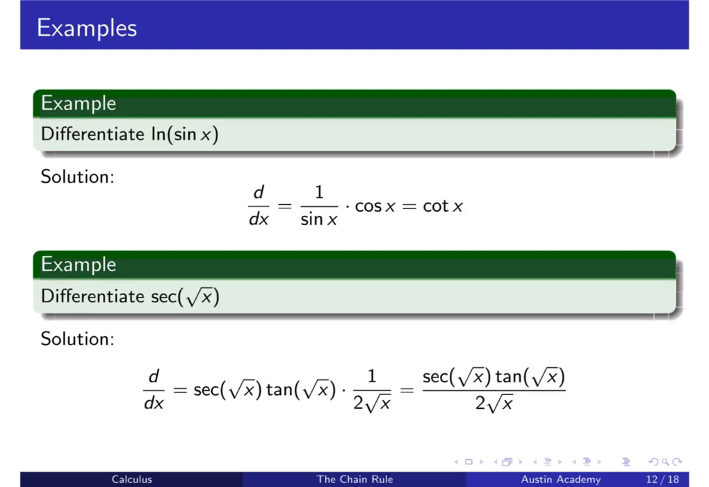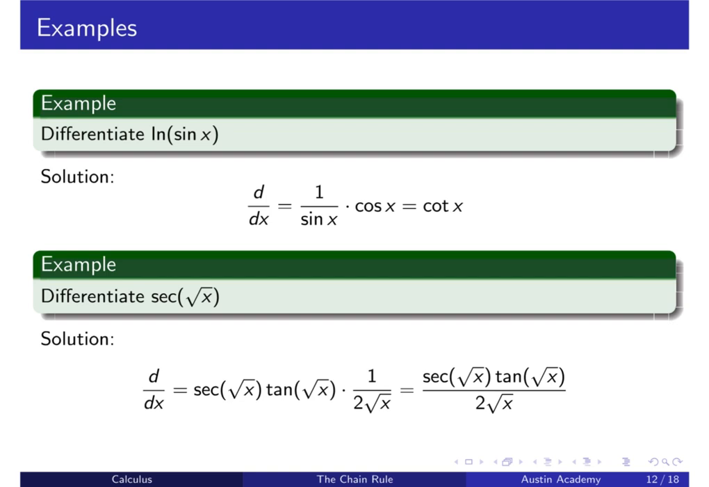Example 7. Differentiate, natural log of sine x. Derivative of natural log is 1 over the argument, so, 1 over sine x, times the derivative of sine x, which is cosine x. Final answer, cotangent x.